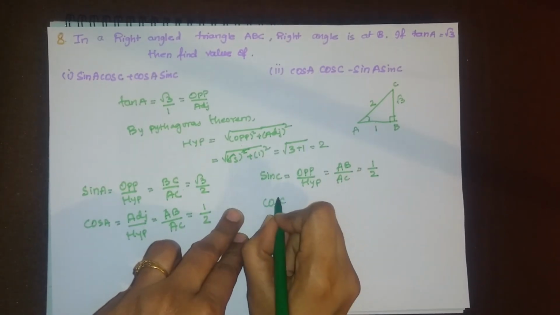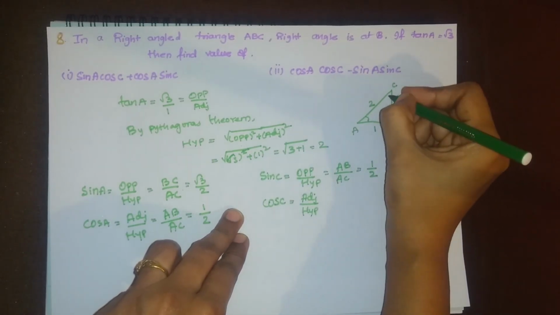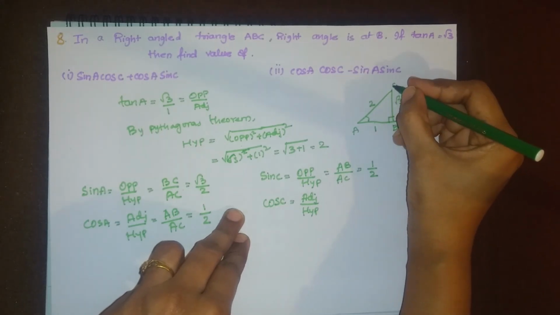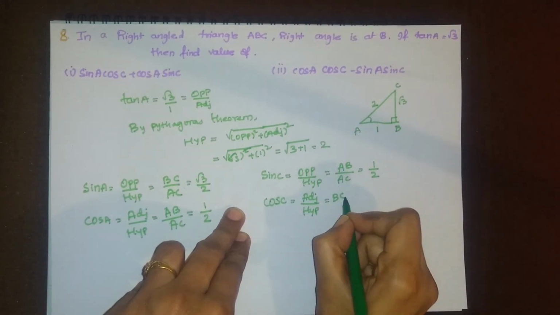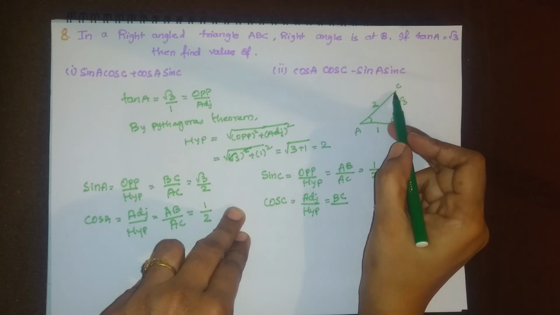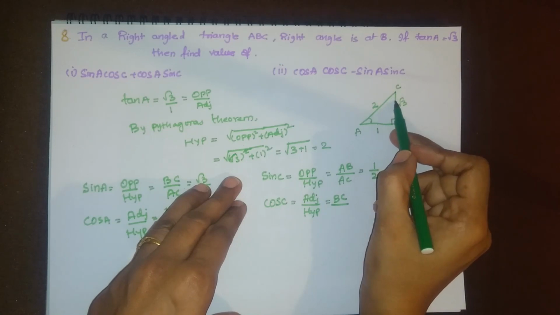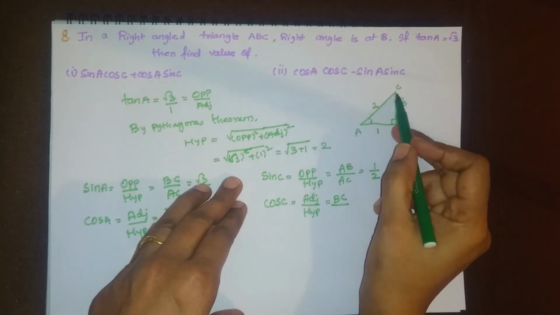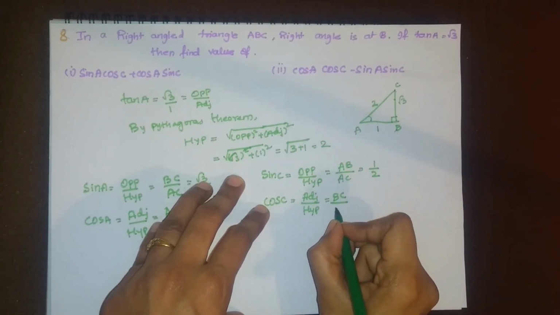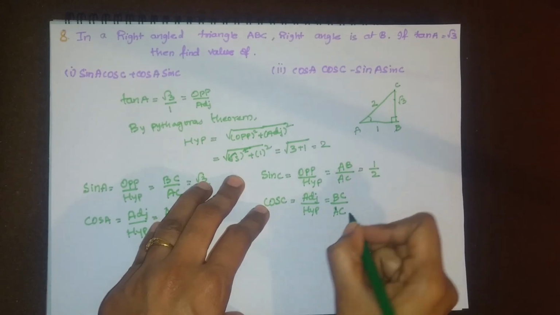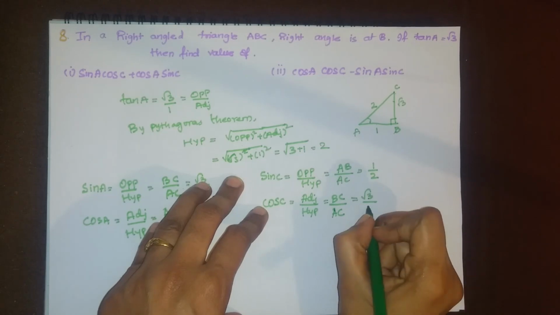And what is cos C? Adjacent divided by hypotenuse. Which side is adjacent to angle C? BC. Don't get confused between these two. The longest side will obviously be the hypotenuse. The other side that is adjacent to angle C will become the adjacent one, divided by hypotenuse AC. What is BC length? Square root 3 divided by 2.